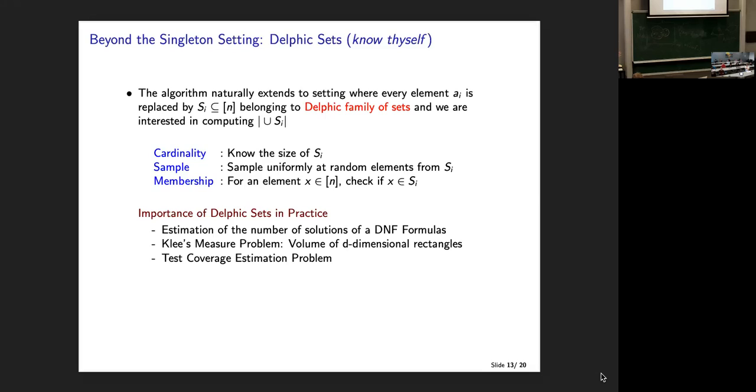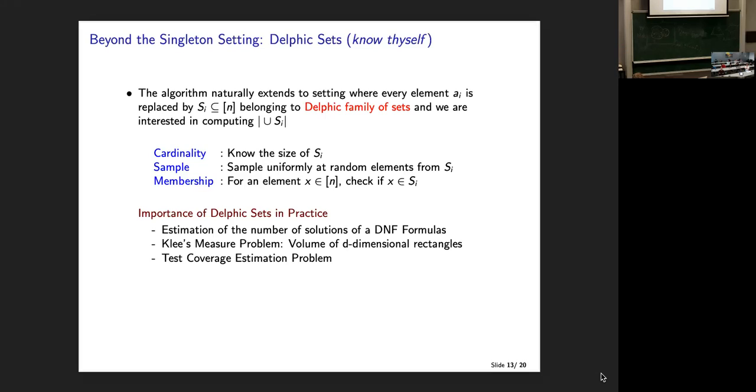Each AND clause, so OR of ANDs, right? Each of the AND clauses gives you a set. And the OR basically says, what is the union of the sets. And they are also Delphic because you can specify the sets very easily, check membership, draw random points. Measure problem, of course.